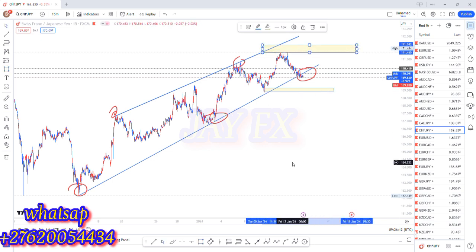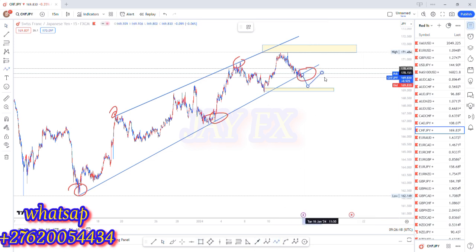So for you guys who have a bigger lot size, I mean bigger capital, you can still enter somewhere here. If the market manages to just go below and retest this and come down, you can still enter. But for you who have a small account, it is better to wait for the market to come down and break this and then retest it, and then from there you're free to go, right?